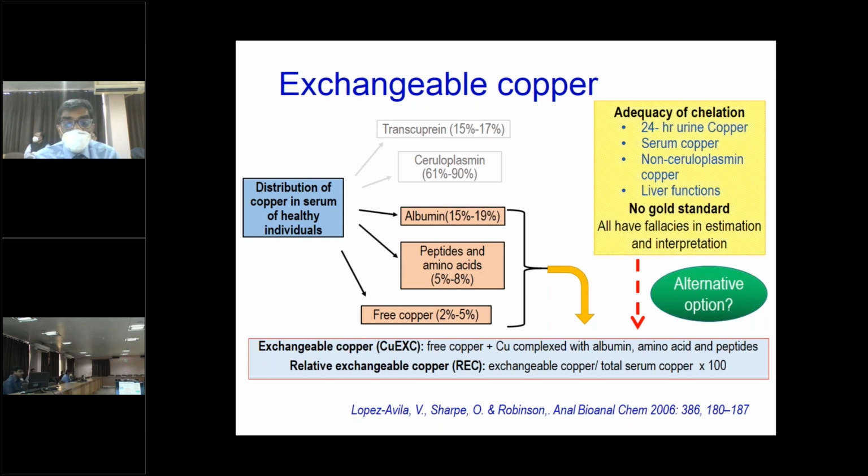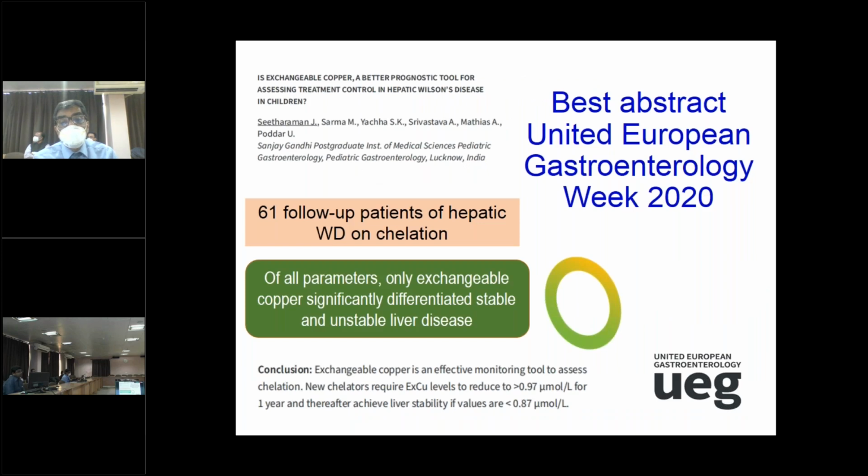This is done by applying a filter which filters out all particles above 30,000 Daltons, and it generally estimates the albumin bound, peptide bound, and the free copper. The relative exchangeable copper is the exchangeable copper divided by the total serum copper, multiplied by 100, which gives us an estimate. With all this, we presented an abstract on exchangeable copper, whether it is a better prognostic tool for assessing treatment control in hepatic Wilson's disease.